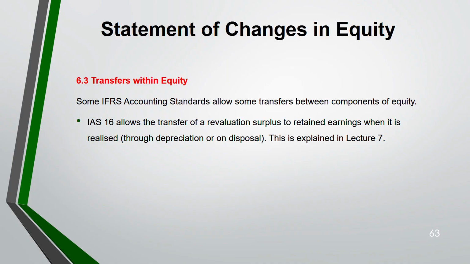Like one example is IAS 16. IAS 16 allows the transfers of your revaluation surplus to retained earnings when you're disposing. Okay, either through depreciation or on disposal. This will be explained in more detail in lecture 7.